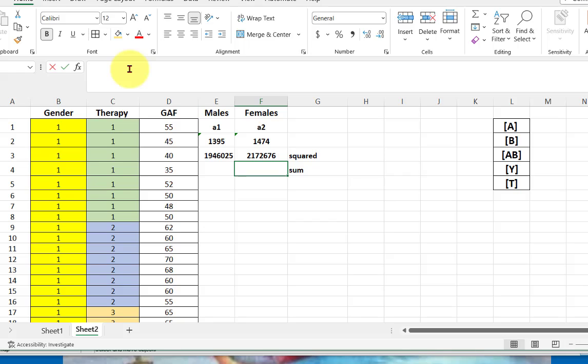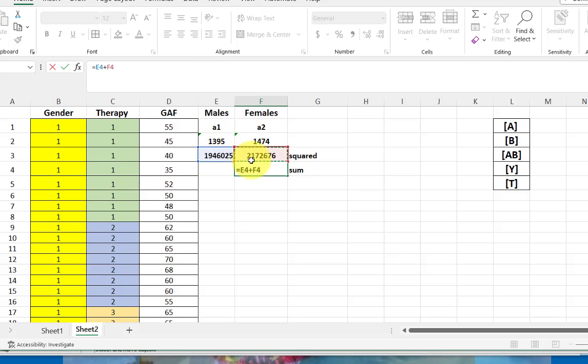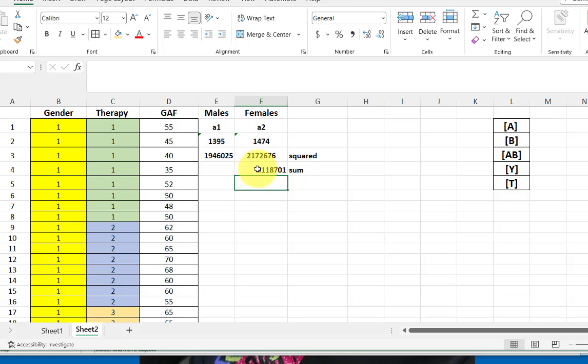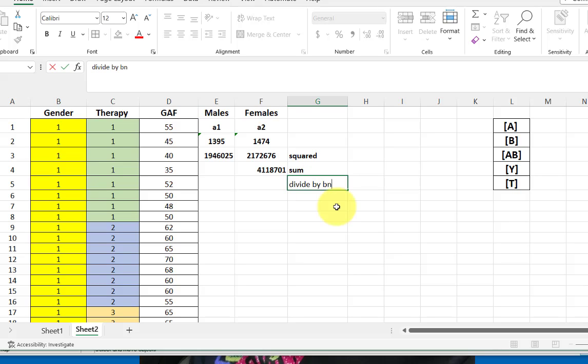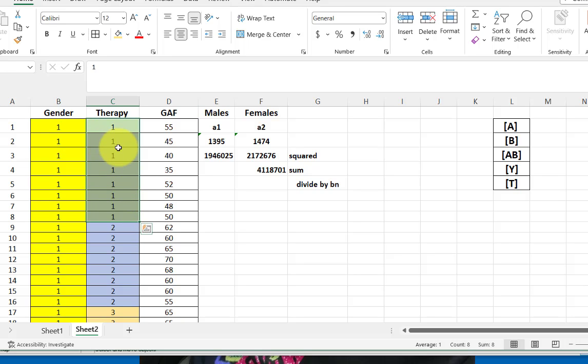So I can just go here, equals that one plus that one equals, so there's the sum of the two, and now we're going to divide by B times N. Now remember, B is the number of levels in the other variable, so that's going to be 3. And N is the number in a single group. So a single group, we got 1, 2, 3, 4, 5, 6, 7, 8. We got 8 per group.